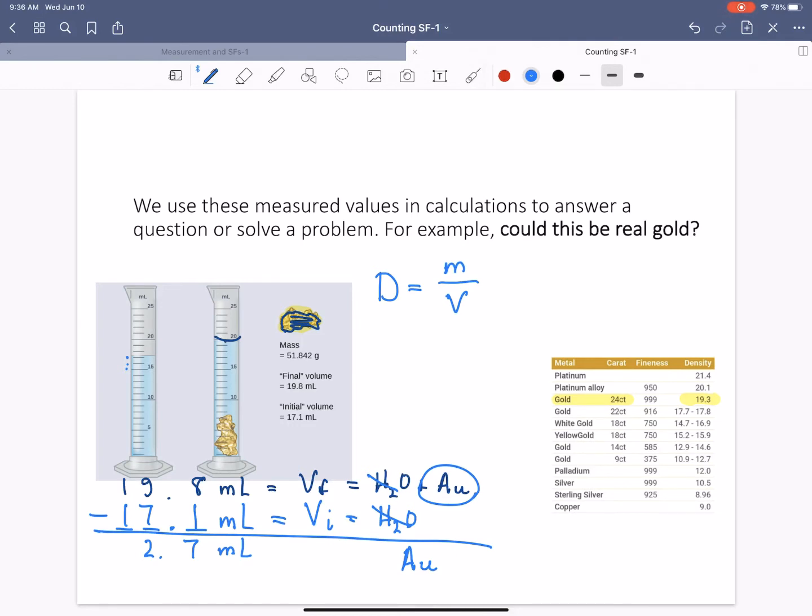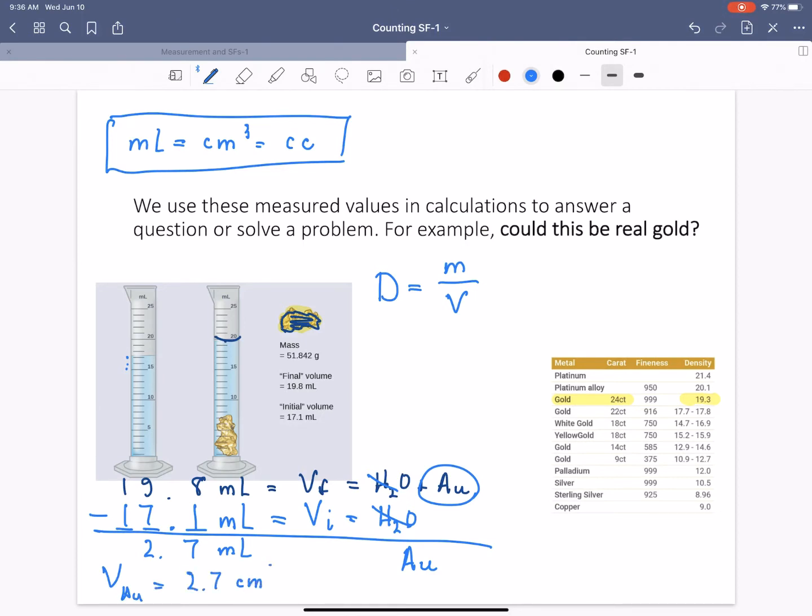And you'll remember that a milliliter is the same as the volume of a cubic centimeter, which is sometimes called a cc, maybe in medical settings. So because this is a solid, we would probably say that the volume of gold is 2.7 cubic centimeters.